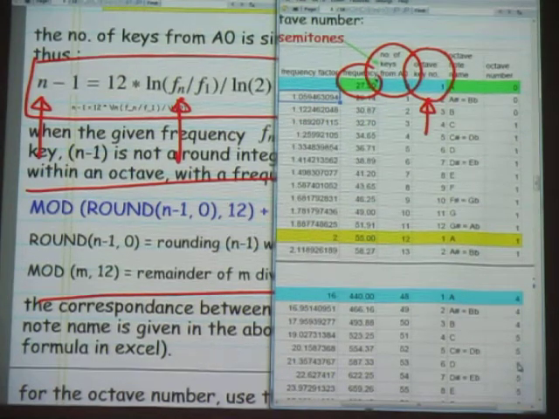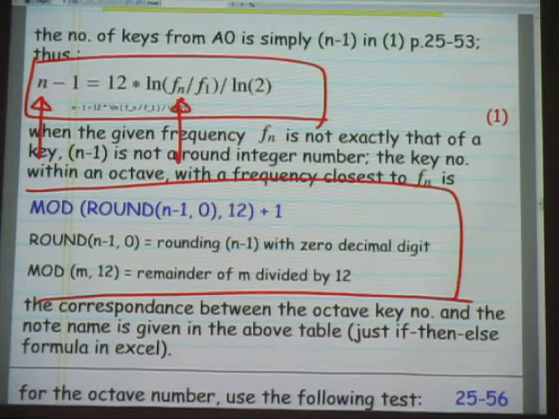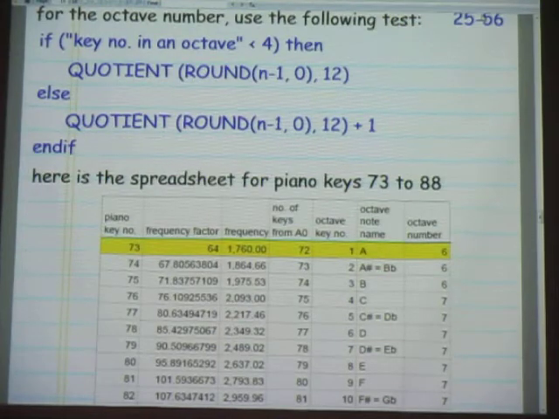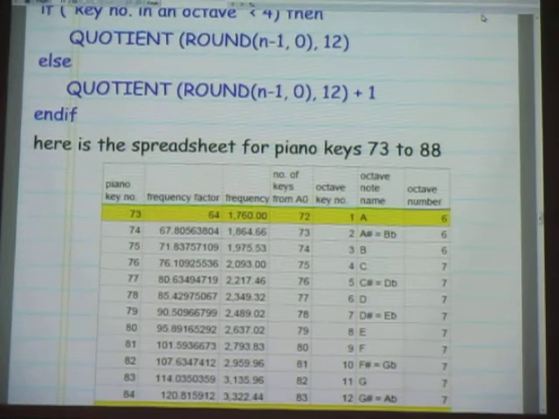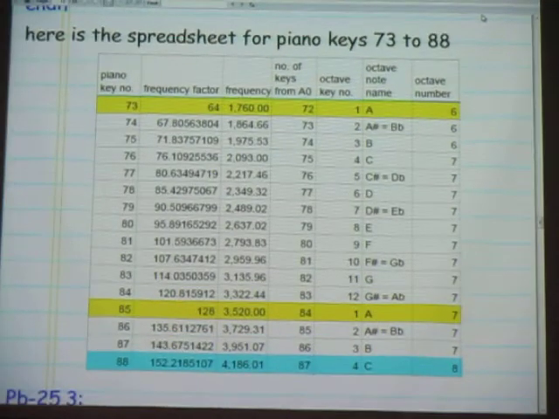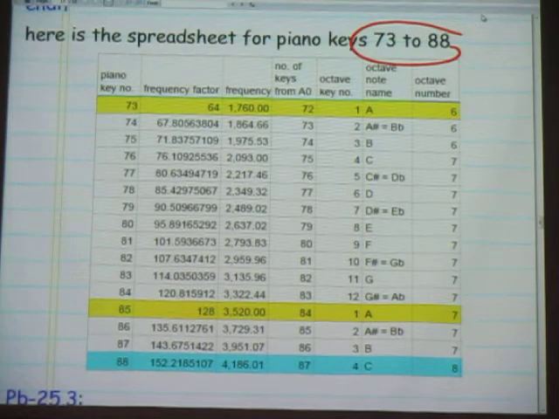Now from the octave key number, so all of these formulas I gave you, the only formula that I didn't give you is this column here, and that is very simple. Let me explain how to obtain it. It's just if then else. Let me show you. This is a portion of the spreadsheet that goes from key number 73 to 88. So when you create your spreadsheet, you can use this to check, right?